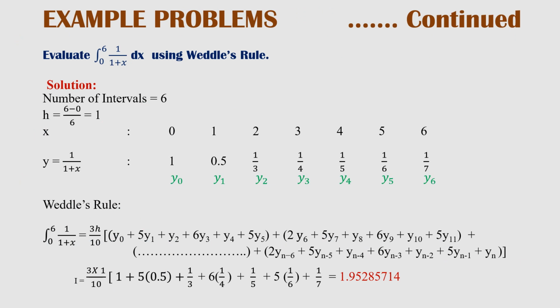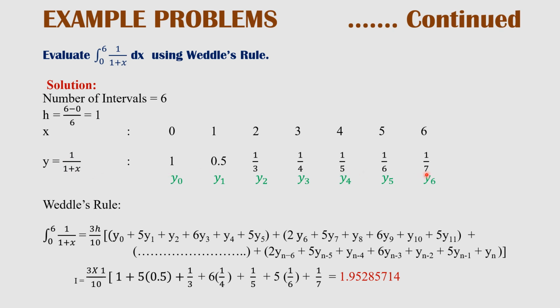We'll see another example problem for Weddle's rule. Here, evaluate the integral from 0 to 6 of 1 by 1 plus x dx using Weddle's rule. Solution: the number of intervals here is taken as 6, and therefore h is equal to 1 again. You can form x equal to 0, 1, 2, 3 up to the upper limit. Again you have 7 ordinates here, and y is equal to 1 by 1 plus x.